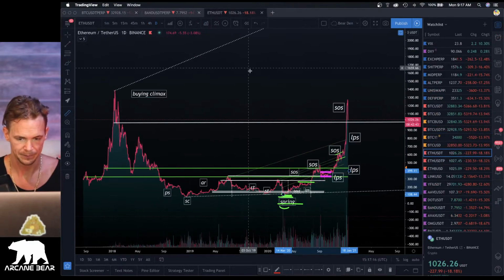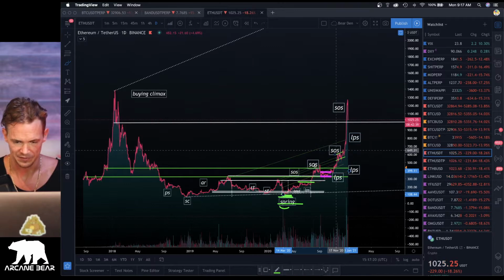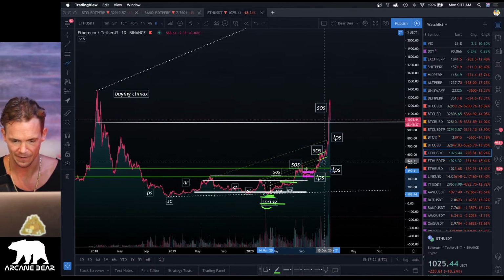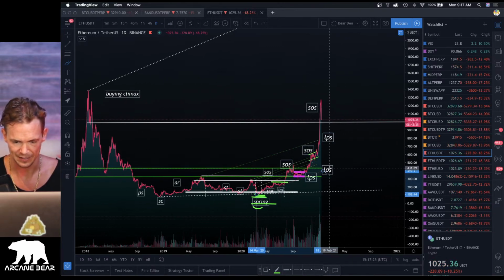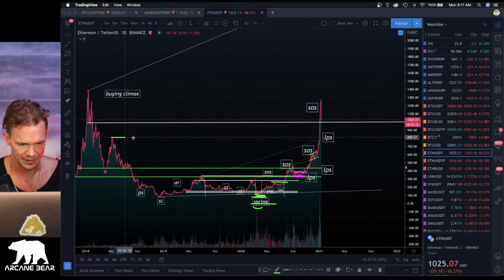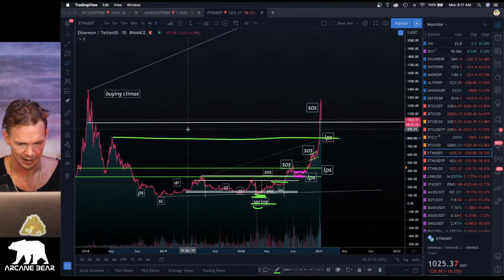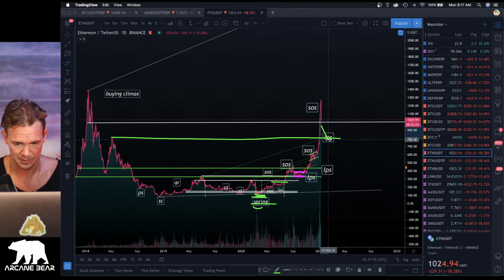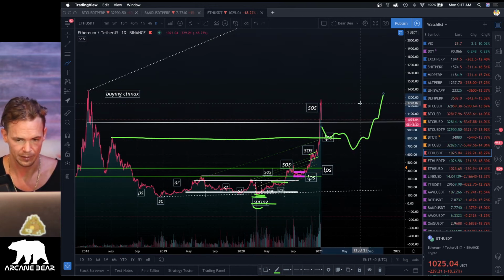So with Ethereum, again, here's a primary SOS that we've seen. I mean, we've seen 1, 2, 3 of them so far. SOS, LPS, SOS, LPS, SOS, and now we're looking for a final LPS. Due to where we are, somewhere around 809 and maybe even 900 here is where we would see a reaccumulation with a spring probably before a breakout. We are in the early stages of a bull market still.